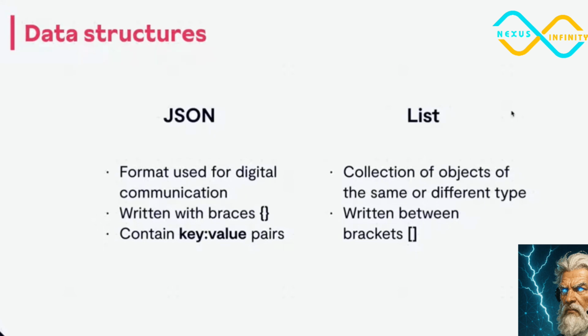JSONs are a very common way of storing data digitally and are written between braces or curly brackets. They are made up of key value pairs, each one being separated by a comma. Lists are nothing more than a collection of objects. They can be of the same or a different type, written between brackets or square braces, also separated by commas.